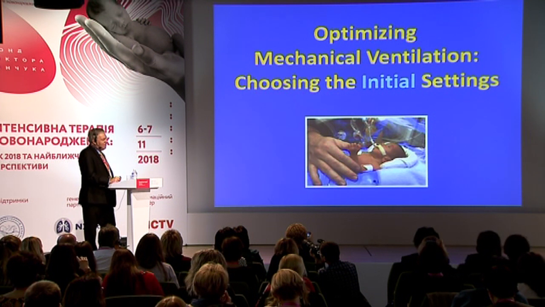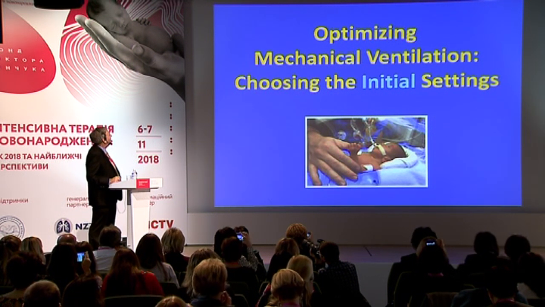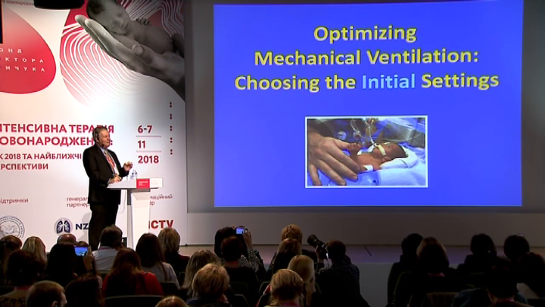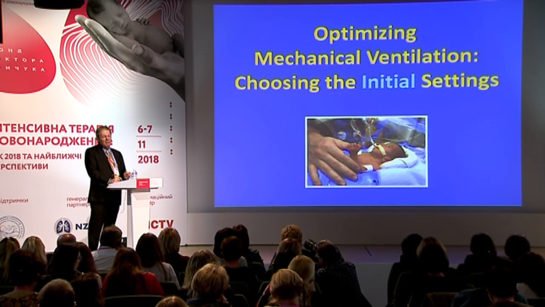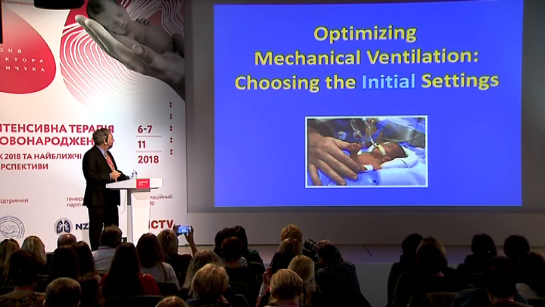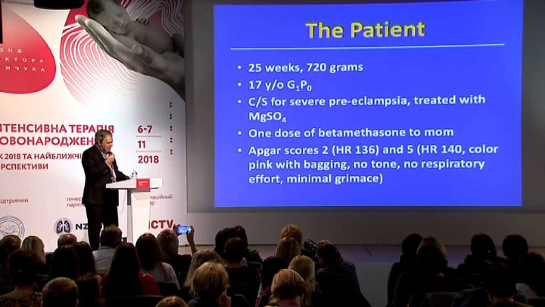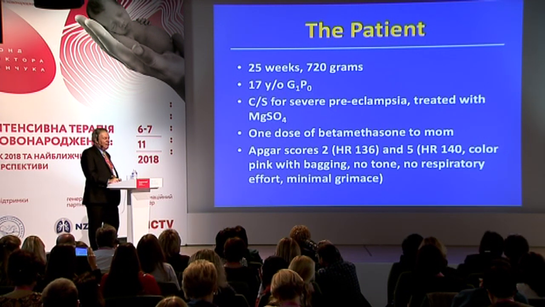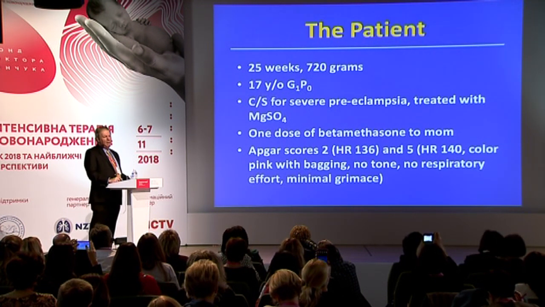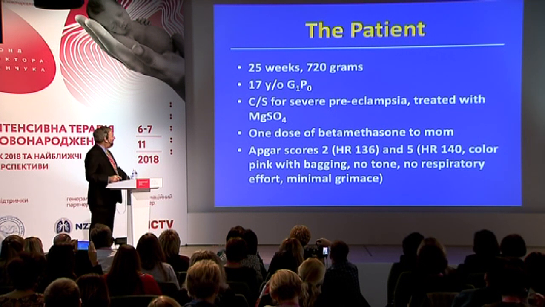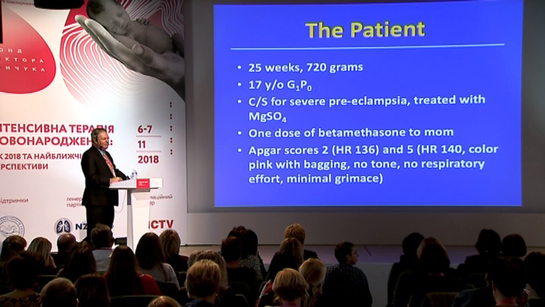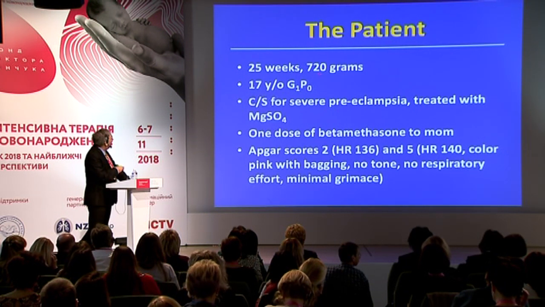Now, I'm going to talk primarily about optimizing mechanical ventilation by how we choose the initial settings when we place a baby on a mechanical ventilator. And let me illustrate this by presenting a brief patient that you all probably have encountered in your everyday clinical practice. And this baby was born at 25 weeks gestation, weighing 720 grams.